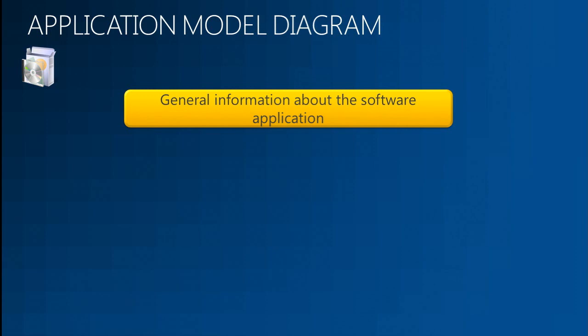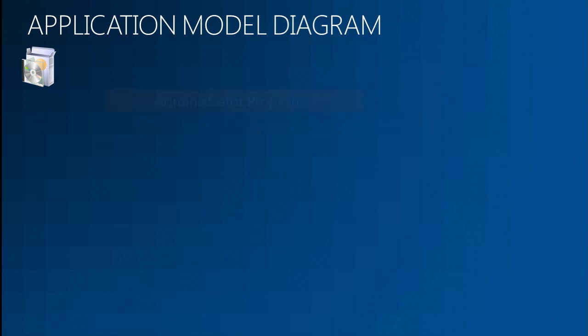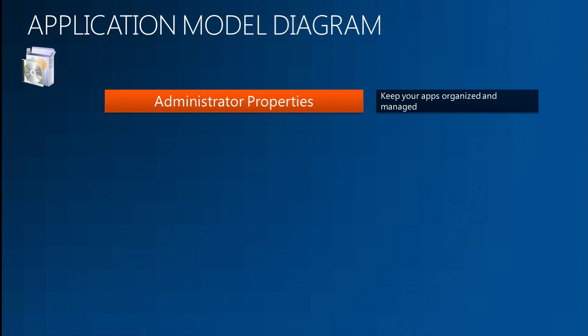So if you go into the console, you'll see this new object type, which is an application. It's basically a high-level container for a number of pieces of information, and typically those are administrator properties. So who created this application, maybe some categorization that will help you sort, filter, and organize your applications.